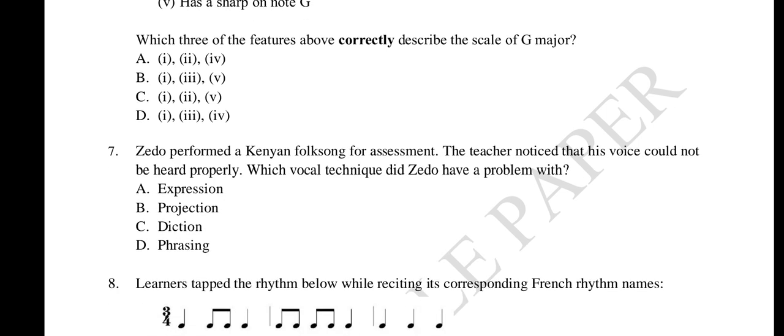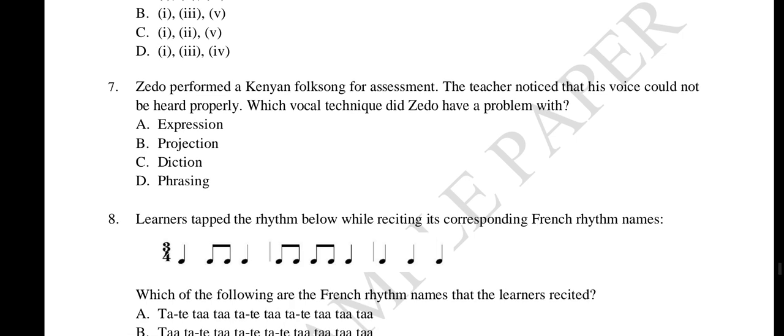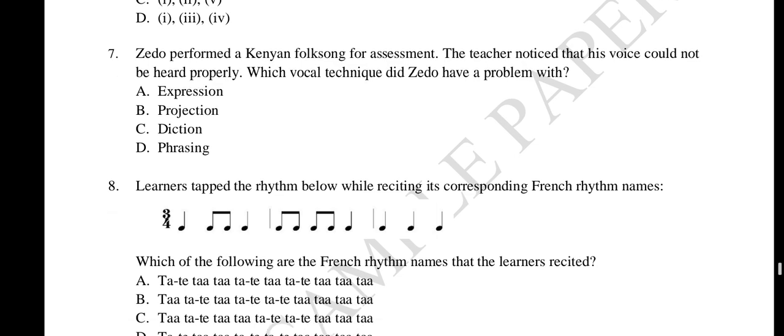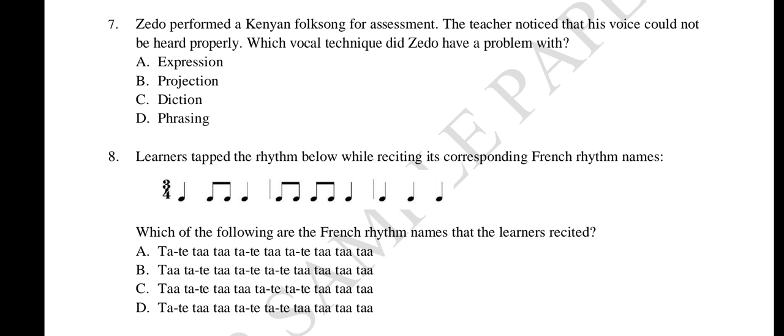Zedo performed a Kenyan folk song for assessment. The teacher noticed that his voice could not be heard properly. Which vocal technique did Zedo have a problem with? That one is projection. If you are not being heard, you are not projecting the voice very well. So the correct answer is B.